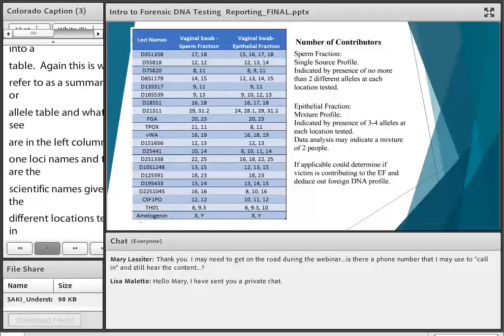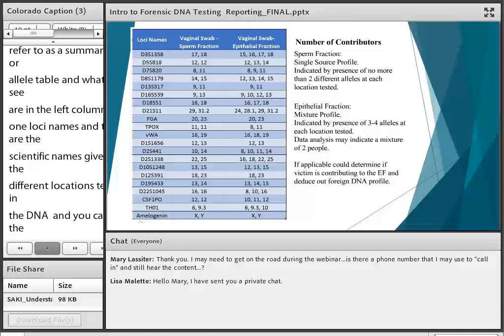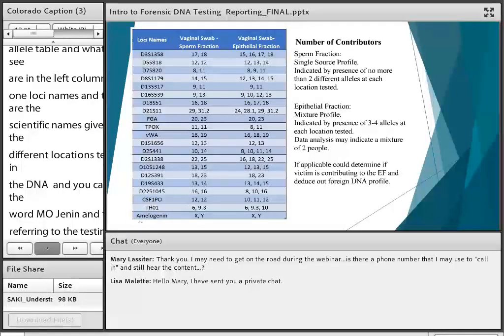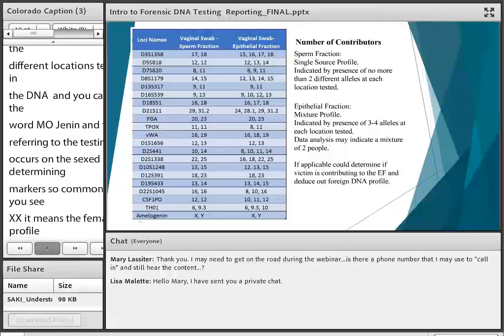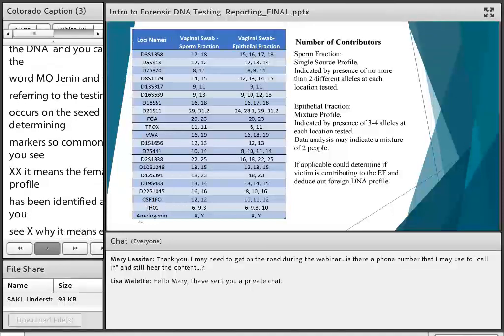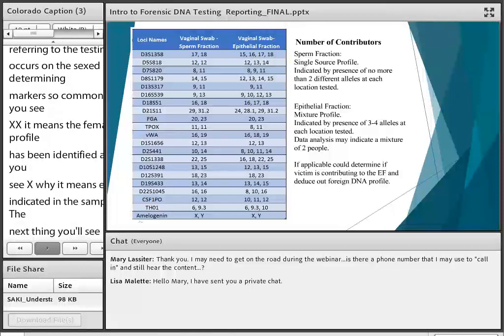Commonly, if you see an XX, that means a female profile has been identified. And if you see an XY, that means a male is indicated in the sample. Next, you'll see the results of both fractions. So you can see where we had one vaginal swab, where there's two DNA results, one from the sperm fraction and one from the epithelial fraction.